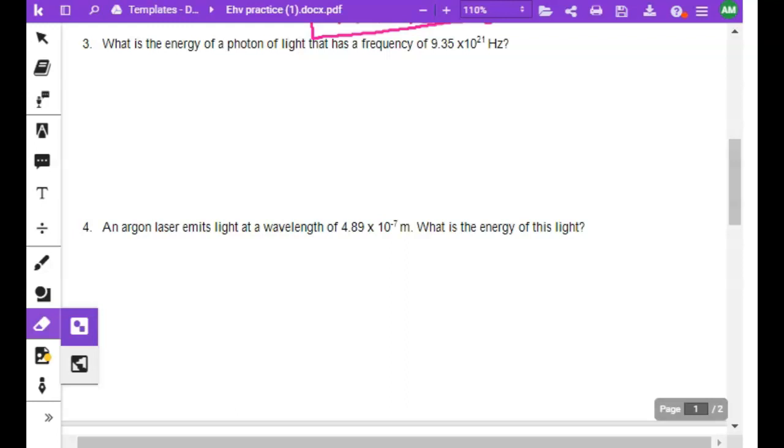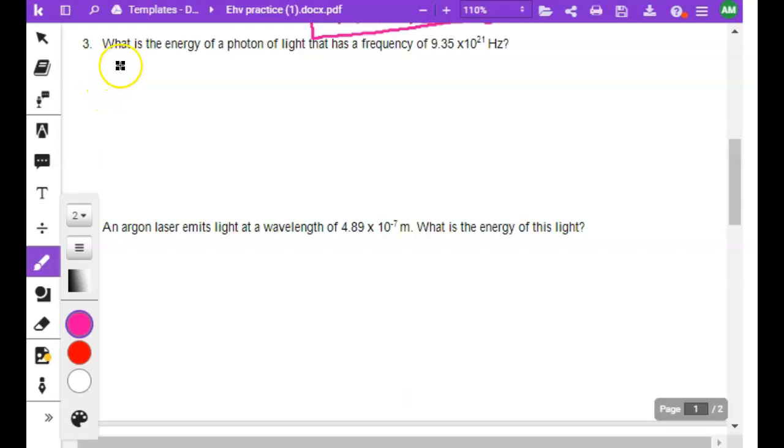So we'll go over two more examples here with the 4B homework. The first one, they're asking about the energy of a photon, and they're saying it has a frequency of 9.35 times 10 to the 21st. So remember, we actually have two equations. We have E equals HF, and we have C equals wavelength times frequency, or frequency times wavelength.